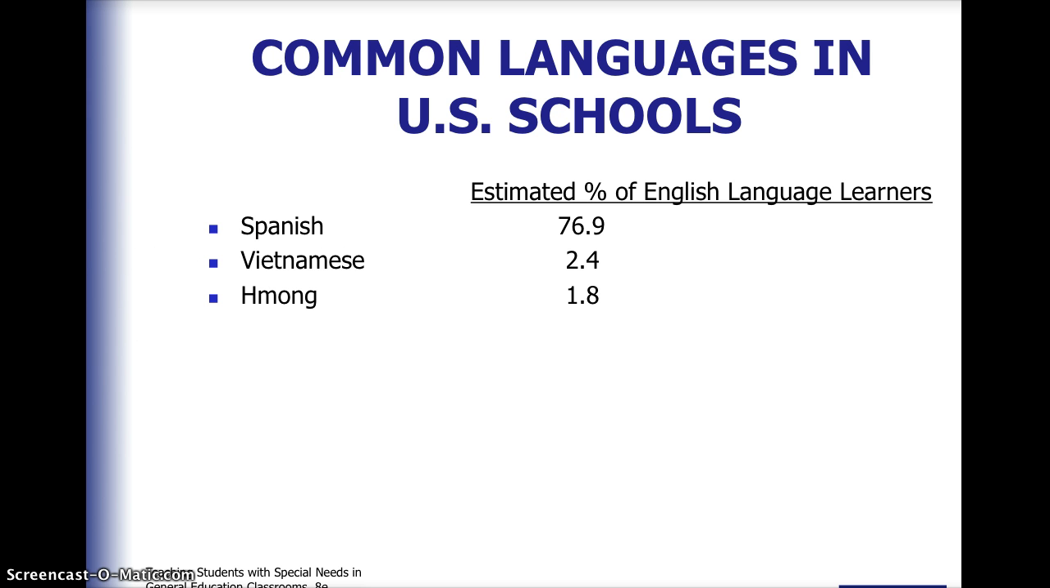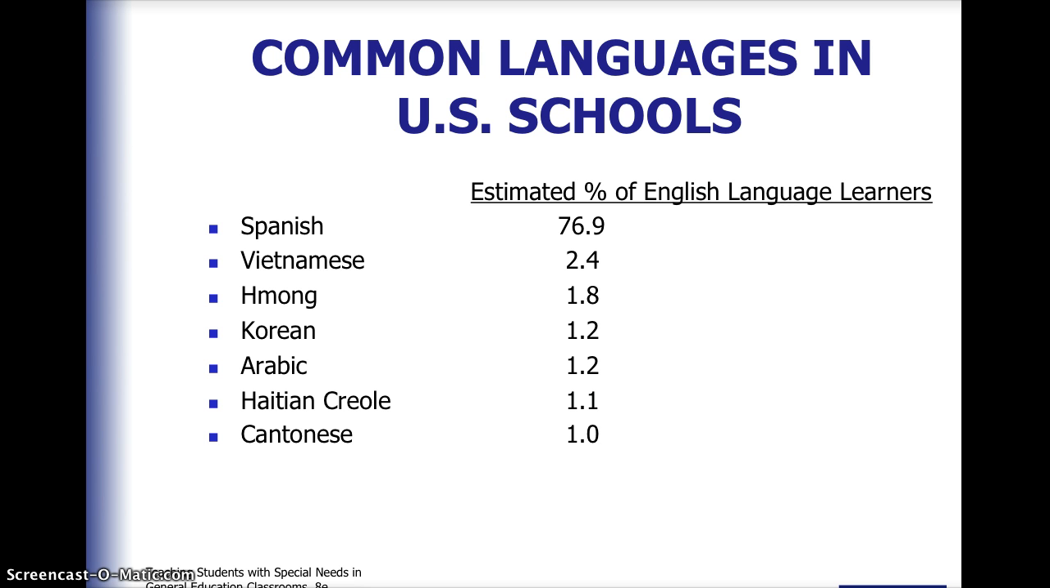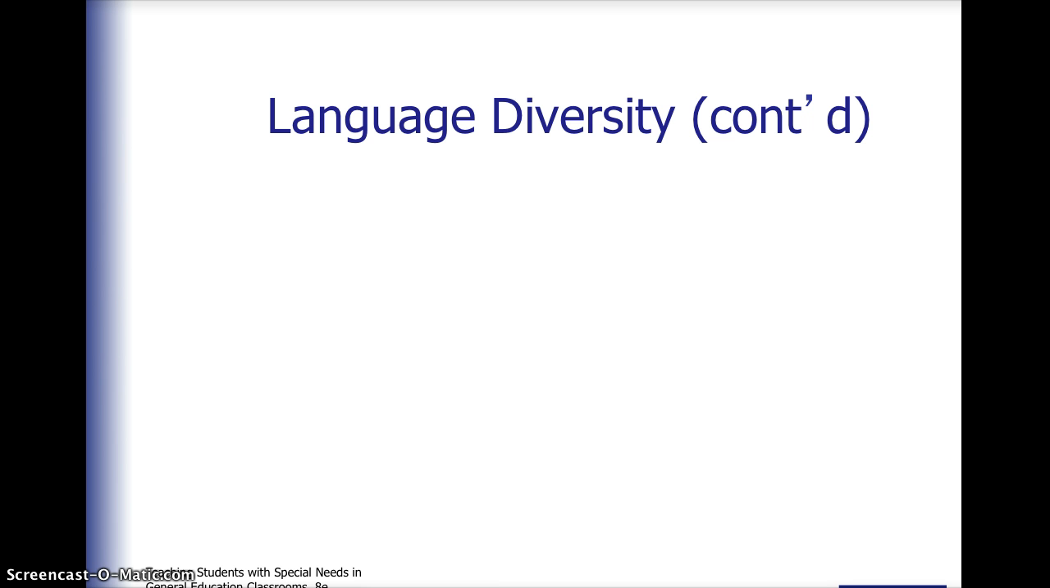I'm going to put these all out here. So Spanish is the largest group of English language learners. Interestingly, Vietnamese and Hmong are second and third, and then Korean, Arabic, Haitian Creole, Cantonese, Tagalog, and Russian. And Navajo. I'm sorry, I thought I had them all up there.